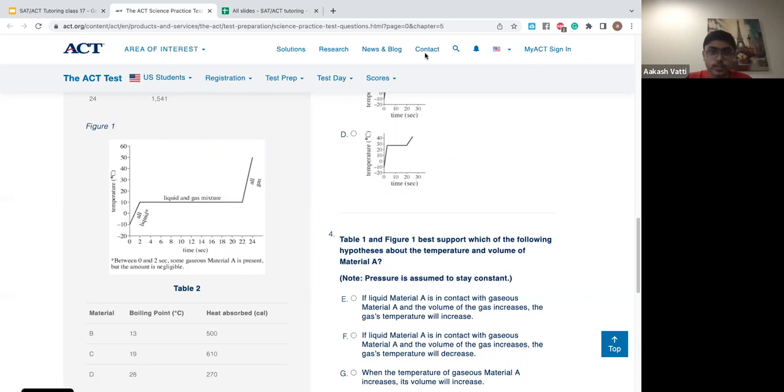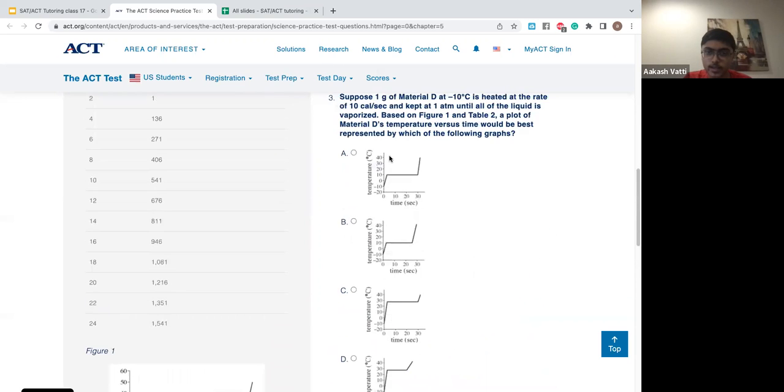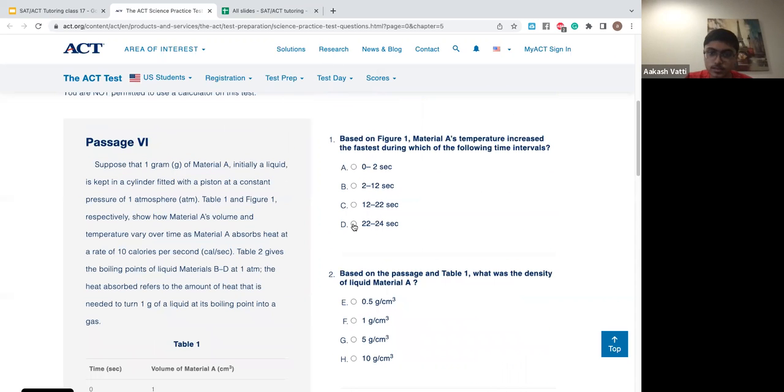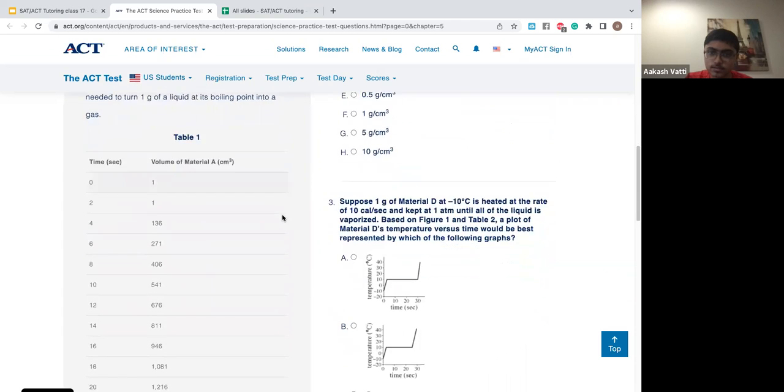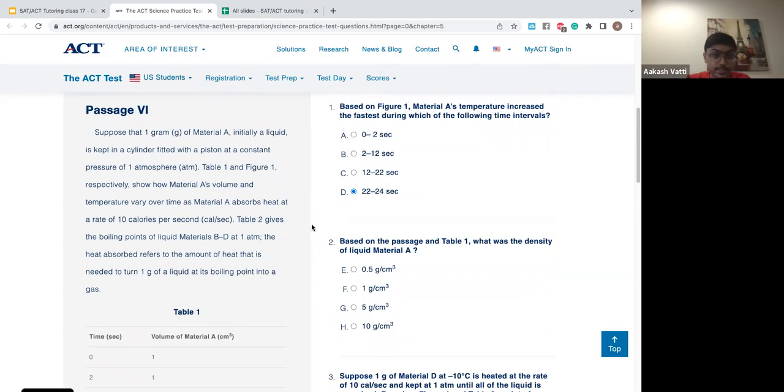So for this question, I would say the time at which it increased the fastest would be from here to here, so 22 to 24 roughly. And let's go back and put it here. Does anyone have any questions why it's D? Because it's pretty easy to explain if you have a question. If not, we'll just move on to question 2.